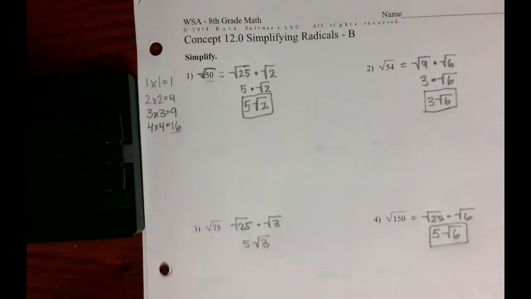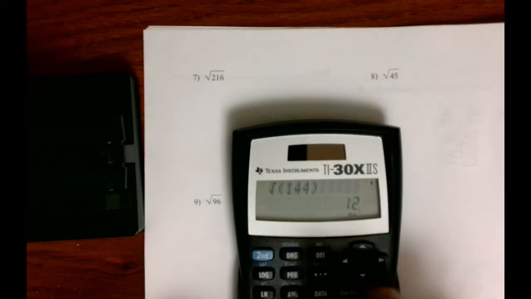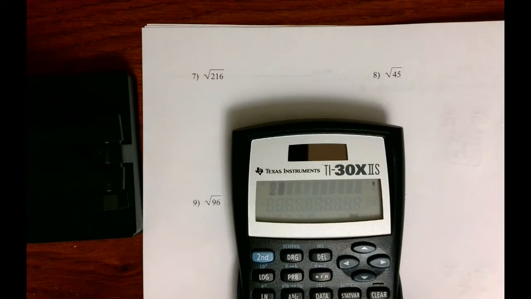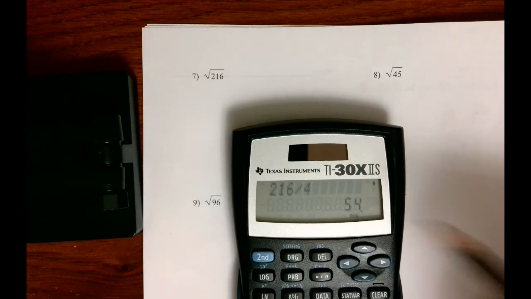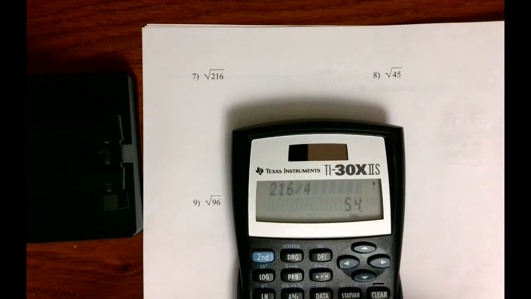I'm going to do a couple more of these. The square root of 216. Alright, that one's kind of big, so we're going to go 216 divided by, let's try 4. Oh, 54. Well, I know I can take another perfect square out of 54 because 9 times 6 is 54. So I'm going to go a little bigger.